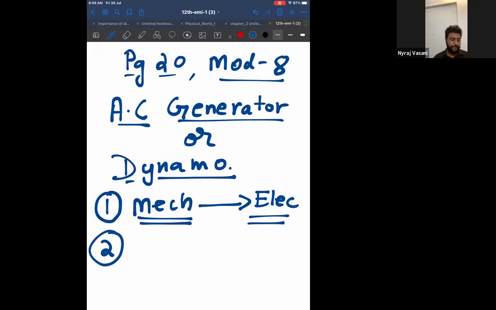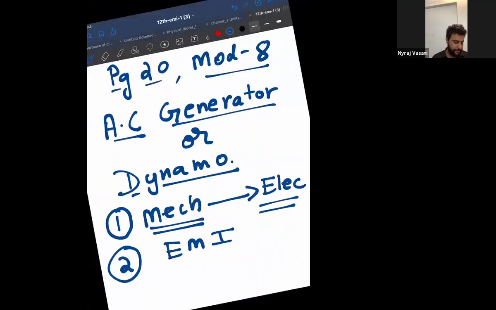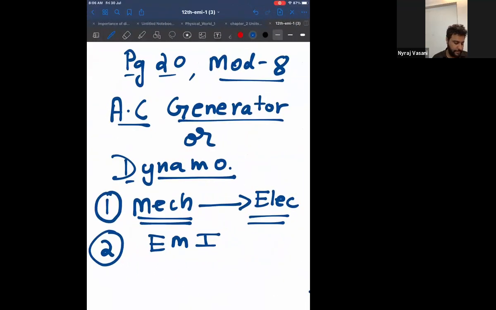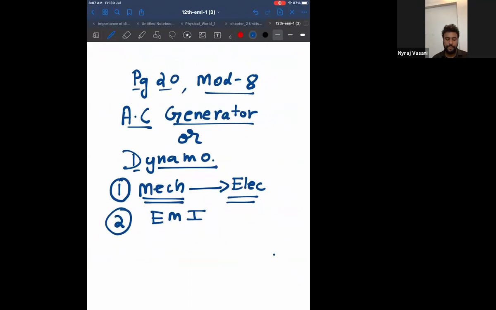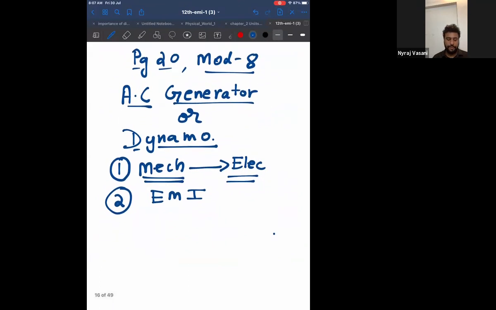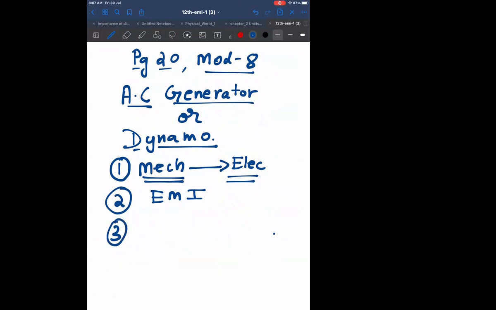Second point. It works on the principle of electromagnetic induction. Write it down. Second point: it works on the principle of electromagnetic induction.